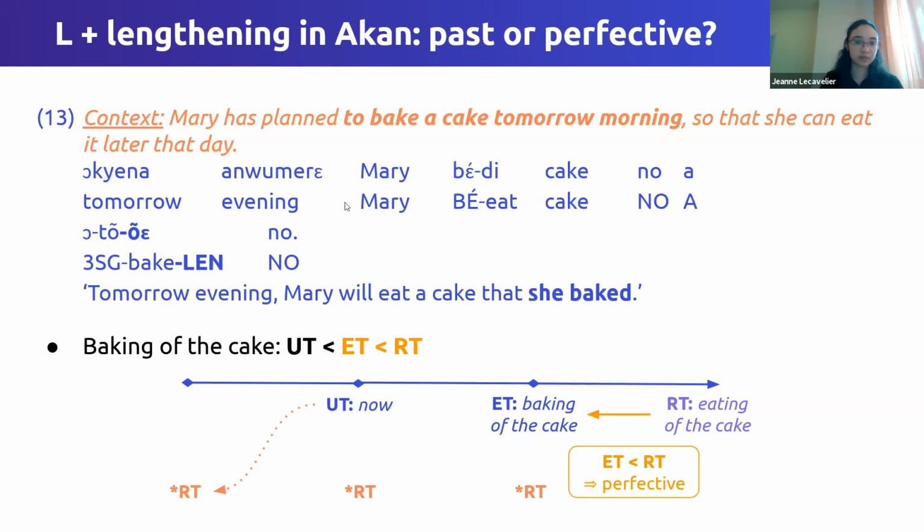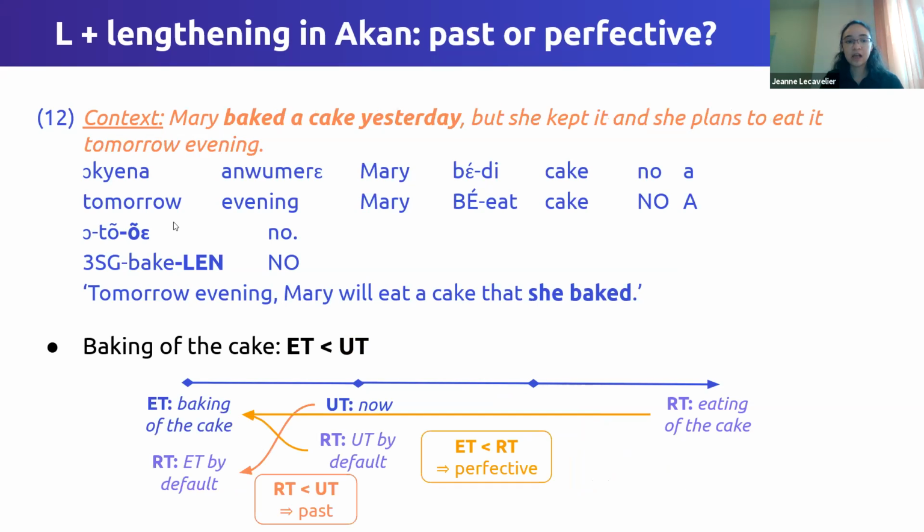So it seems that there is an ambiguity. Well, this sentence alone is ambiguous. Actually, if you read this sentence in the context of 12, there is still an ambiguity regarding what is coded by the low tone unlengthening, because of course you know that the baking of the cake has already taken place by the return time, so it's before the return time, and you know that the eating of the cake is in the future, right?